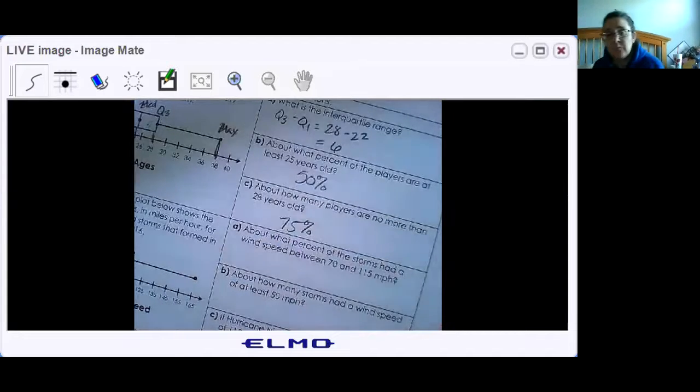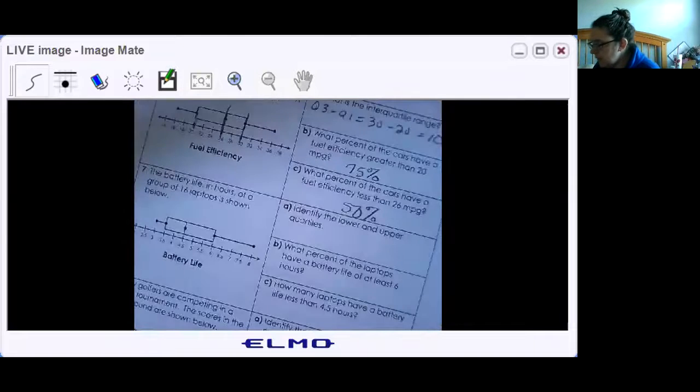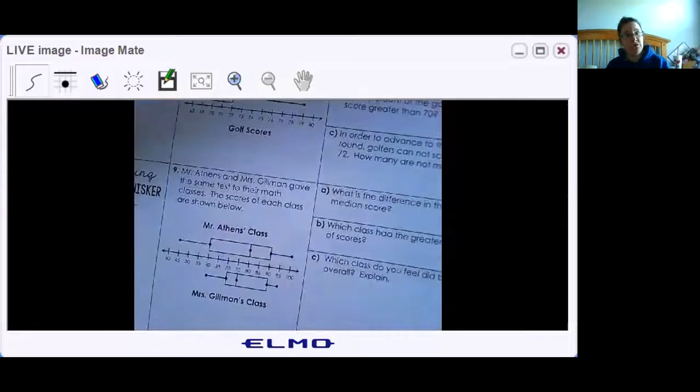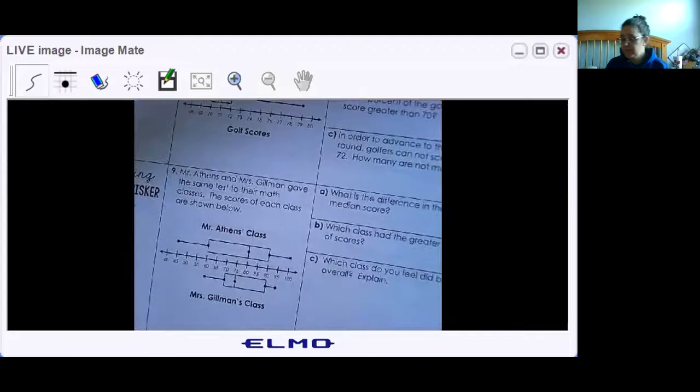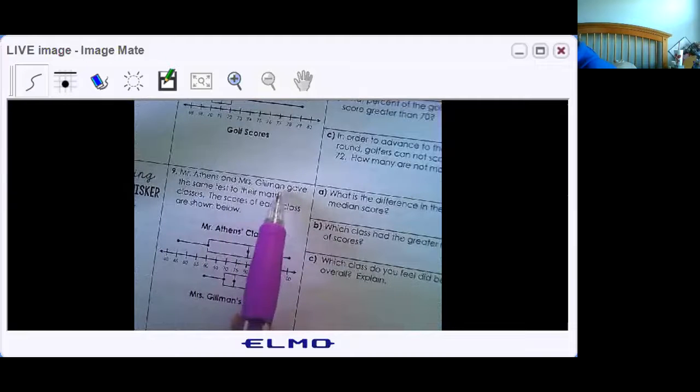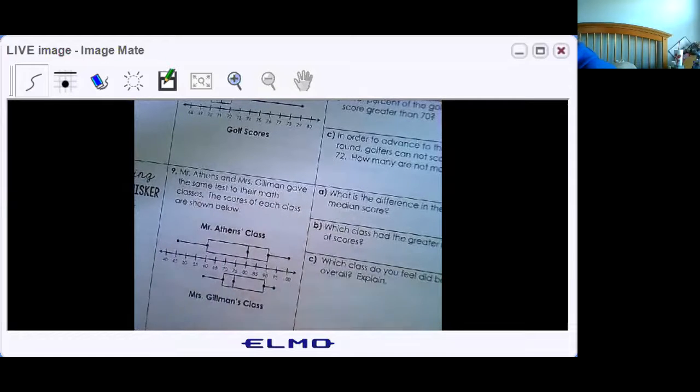Okay, so we've talked about how to make it and how to analyze it. Now let's look at what happens when they decide to mix it up and give me two graphs and ask me to compare those two graphs or those two box plots and draw conclusions from them. The question here says, Mr. Athens and Mrs. Gilman gave the same test to their math classes. The scores of each class are shown below. All right, well, let's look at Mr. Athens' class.